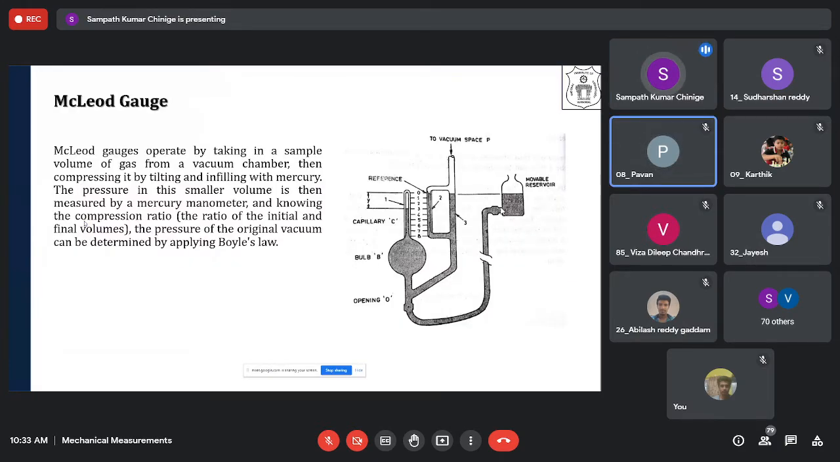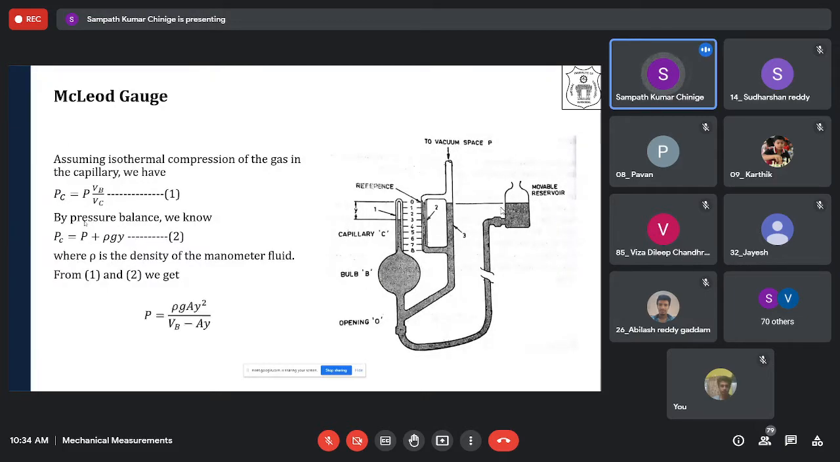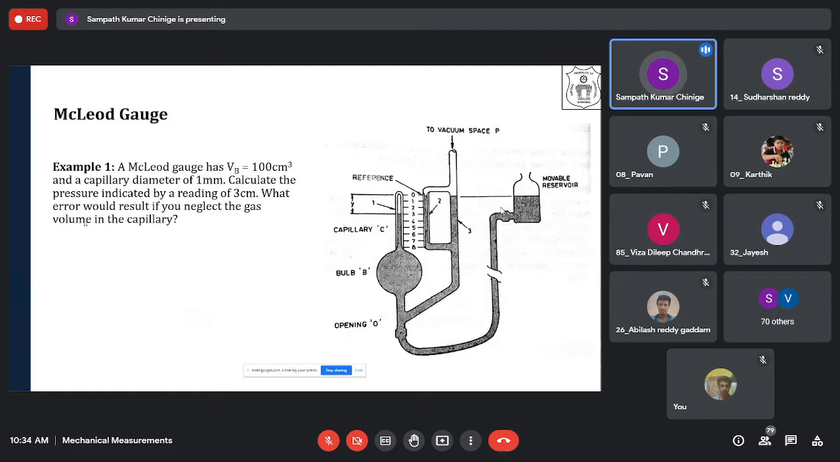Yes, sir. So this is one part. The same thing I have explained, I have given here for your notes. Everything is the same: the capillary bulb and the opening, how we move everything is explained here through the expressions. So these are all the same expressions. Now here we have given a very simple problem. A McLeod gauge has VB, the volume of the bulb, of 100 cubic centimeters, and a capillary diameter of 1 mm. So the total volume is given as 100 cubic centimeters, and the capillary diameter is given as 1 mm.